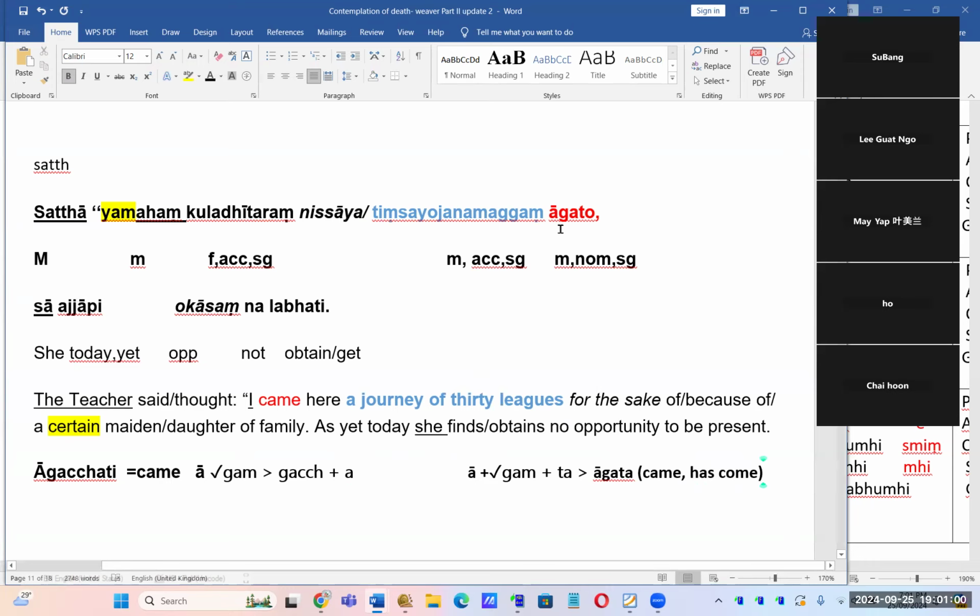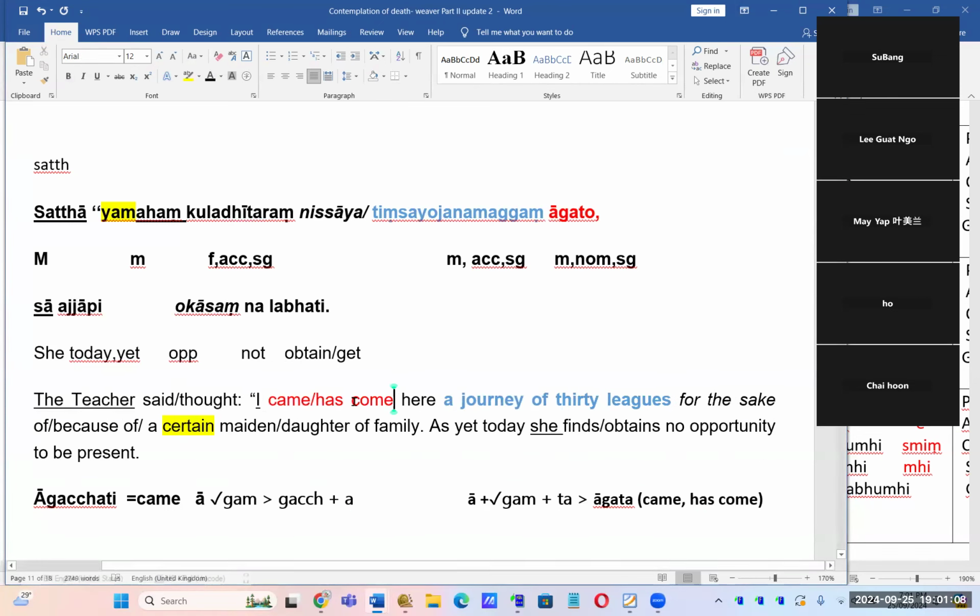So if we want, we can translate the word agato here. Besides the word came, we can translate it as has come. Then it makes more sense. I have come. I have come here. Actually, there's no "here" in the text. I have come a journey of 30 leagues for the sake of a certain madam, a daughter of the family. As yet today, she obtains no opportunity. Right. Okay. Any question?